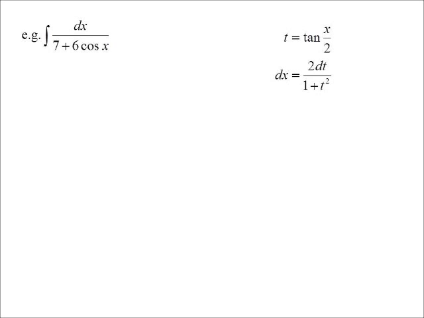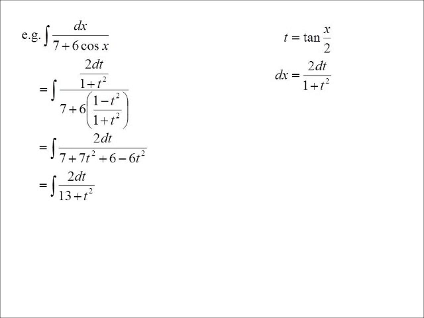So I'm going to use t results. t is tan x on 2, which means dx is 2 dt on 1 plus t squared. So I substitute in, the dx becomes 2 dt on 1 plus t squared. My cos x becomes 1 minus t squared on 1 plus t squared. I end up with a polynomial to integrate. Multiply top and bottom by 1 plus t squared, and I eventually get 2 over 13 plus t squared, which is just inverse tan. So I end up with 2 on root 13, because remember 1 on a when we're dealing with inverse tan, inverse tan of t on root 13.